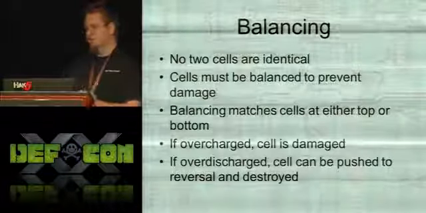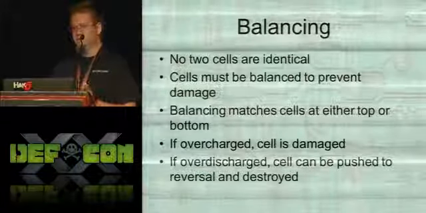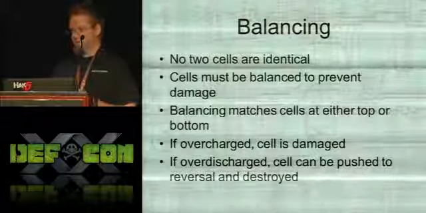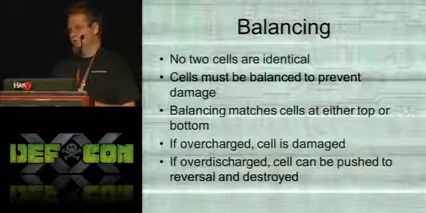So in order to not use a BMS, you have to balance your batteries. No two cells are identical, so they're not going to reach full at the exact same time. So you want to try to get them as close as you possibly can. So that's what the balancing process is for.